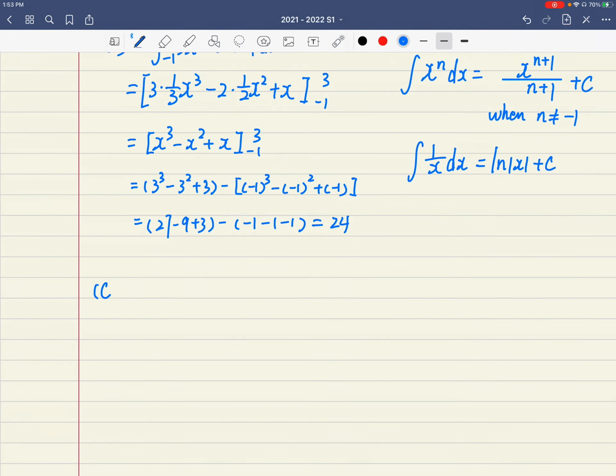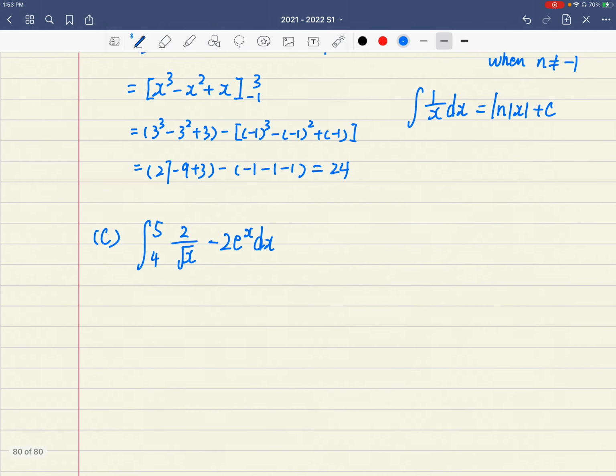Okay, then the last question. It is the integral of 2 over square root of x minus 2e to the power of x. First, because this is a polynomial of x, let's change it to 2 times x to the power of, first, because you have a square root, it's half, and then it's in the denominator, so it's x to the power of -half, minus 2e to the power of x.